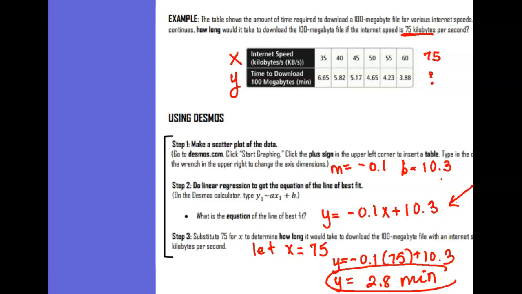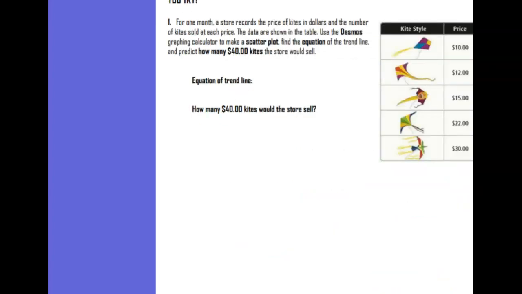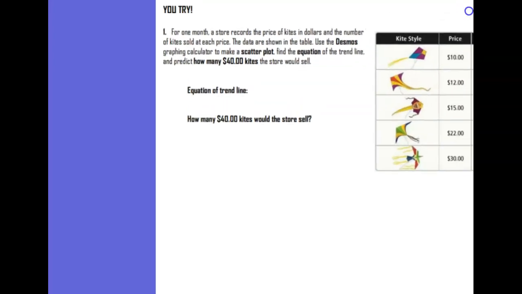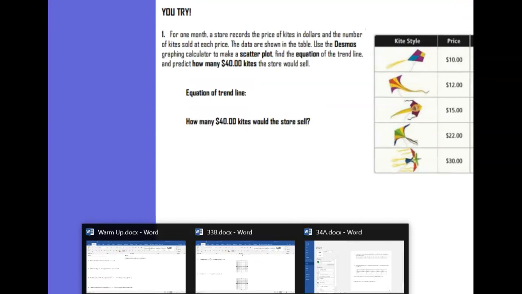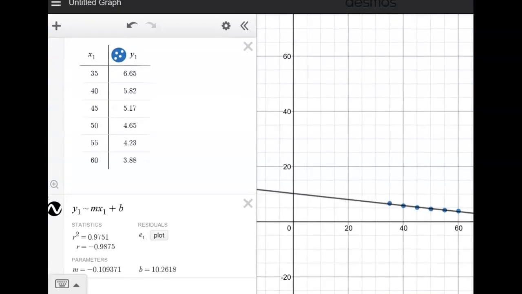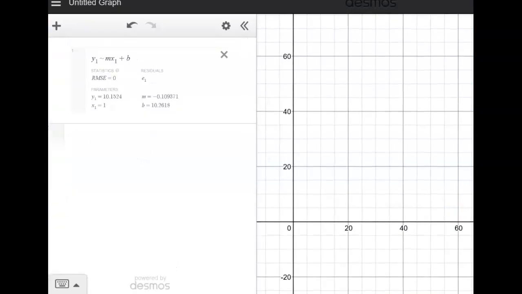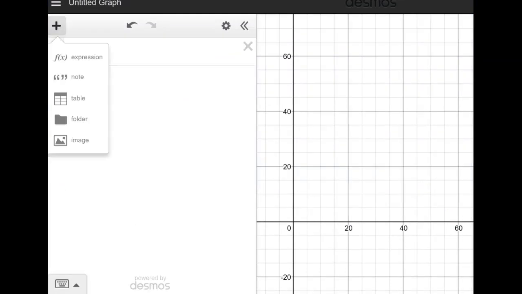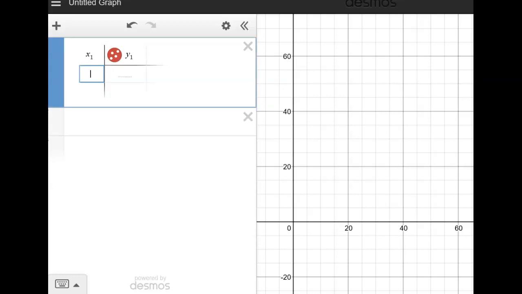All right, so if I looked at number 1 here, I want you to try it. So put in your values, but before you do that, when you go back to Desmos, make sure that you delete your table and your formula there, and you start over again. So for each one, keep starting over. You add your table in. And then your input values, your kite's price is going to be your input value, and the quantity is going to be the output values.